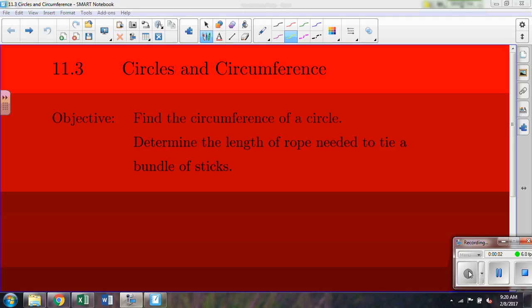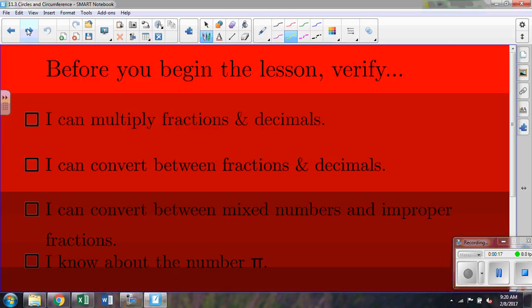All right, with our work today, we're going to focus on the circumference of a circle. Quite frankly, we've got a formula. We want to be able to calculate the circumference, and we can use that for problems like figuring out the amount of rope that you would need to tie a bundle of sticks. Several skills that you're going to need. You're going to have to be able to multiply. You have to be able to convert back and forth between fractions and decimals, and convert between mixed numbers and improper fractions. And also, we expect that you already know that the number pi is about 3.14.